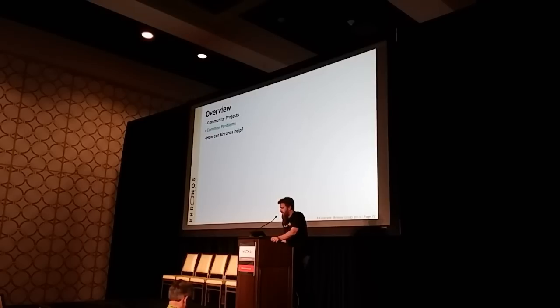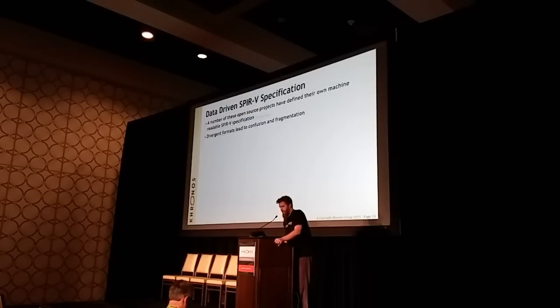But there are common problems that most of these projects are trying to solve. So they all use some sort of data-driven SPIR-V specification, and they're all trying to verify SPIR-V binaries. And a number of them are also defining a human-readable format. So having numerous versions of the SPIR-V specification in different data-driven formats leads to divergent formats and confusion and fragmentation.